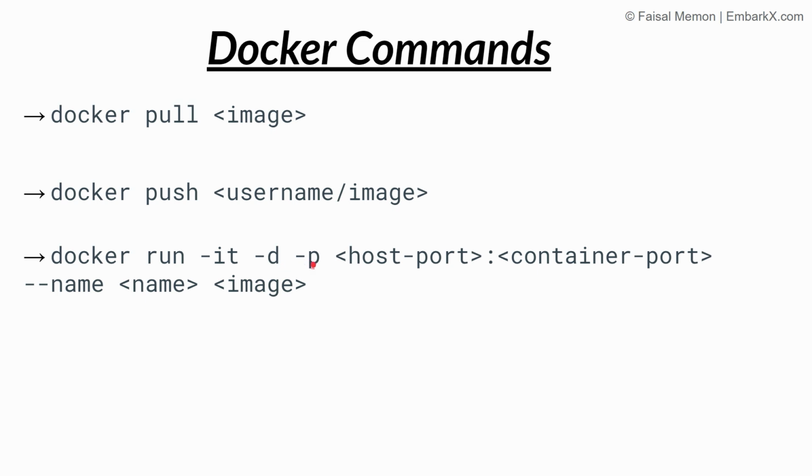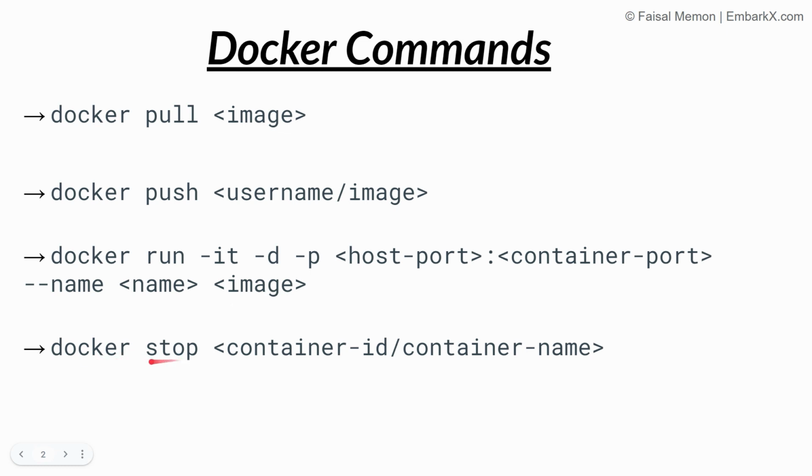And -p stands for port mapping. You might want to map the port of the container to that of the host machine, and you can do that using port mapping. So here you can specify the host port and the container port. Okay. And here you are making use of --name, and this is the name of the process, followed by the image.